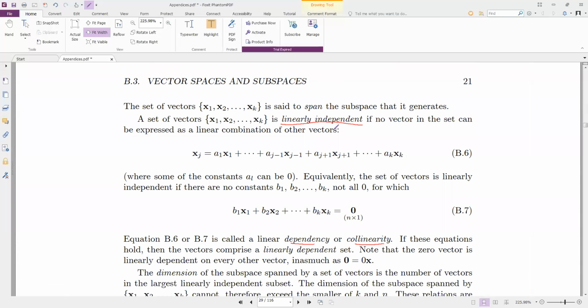To understand it, we need to define the concept of linear independence, and dependence. We're going to say that a set of vectors, here's one vector, here's another one, depending on how many we have in the set, we could have 2, we could have 3, we could have all the way up to k. We call a set of vectors linearly independent if no vector in the set can be expressed as a linear combination of other vectors. So what does this mean? This is the matrix algebra definition of linear independence.